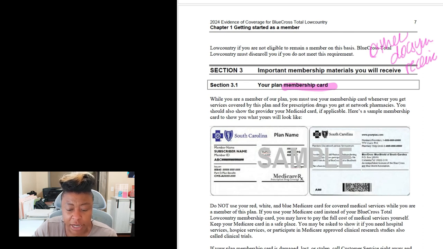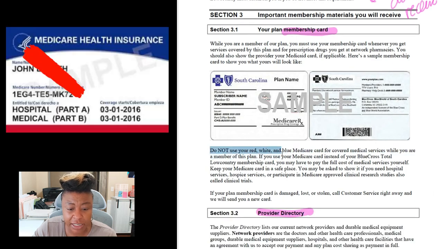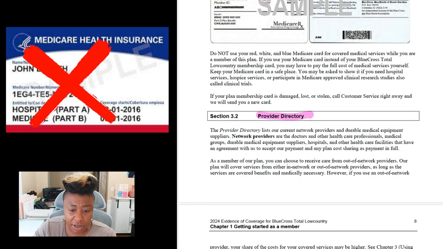So here's what your ID card should look like. And it tells you here, do not use your red, white, and blue card for covered services, because remember, once you're in an MAPD plan, you are now getting all of your original Medicare, meaning your Part A and your Part B benefits, through this Medicare Advantage prescription plan. You do not have to use your red, white, and blue card any longer.